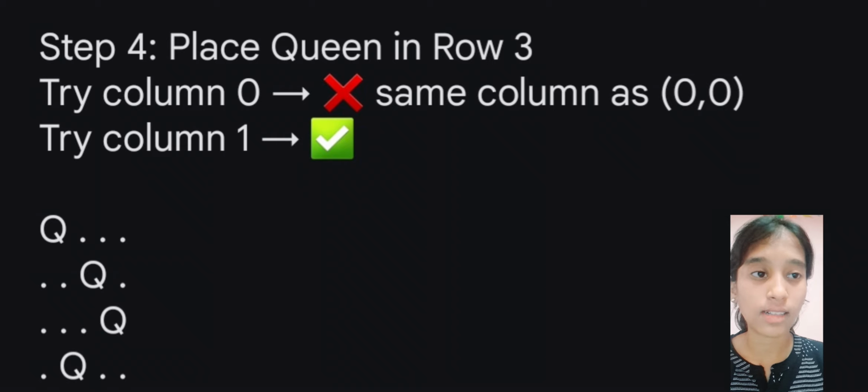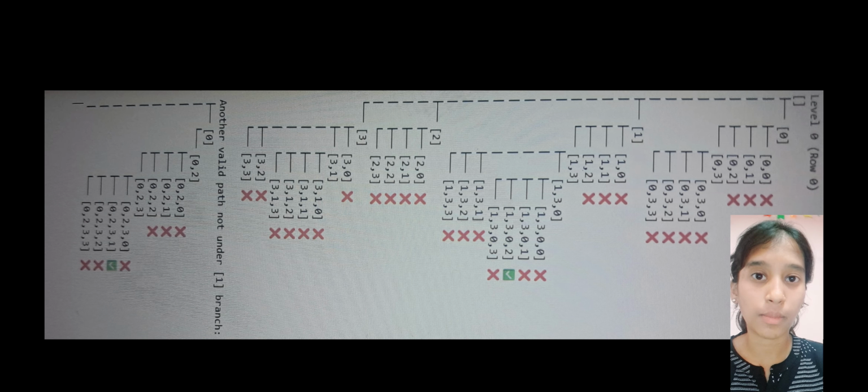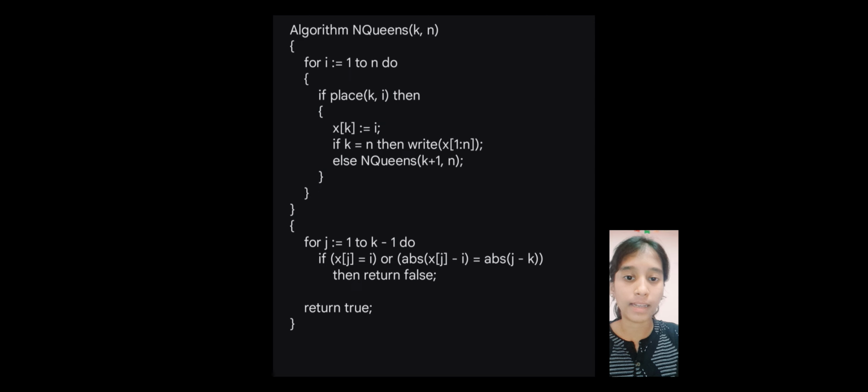After all this, let's verify there are no same columns, no same rows, and no diagonals threatening each other. Then we have our final solution. You can see above the state space tree for the 4 queens problem, and also an algorithm for the n-queens problem. We can solve the 8 queens problem and also the 16 queens problem by the way.